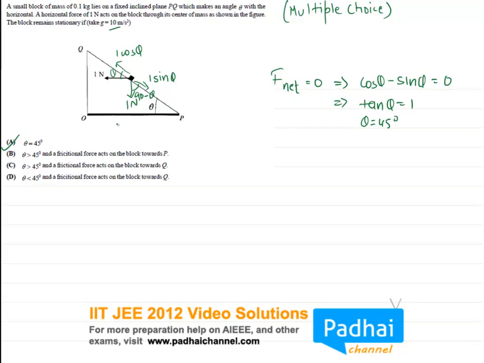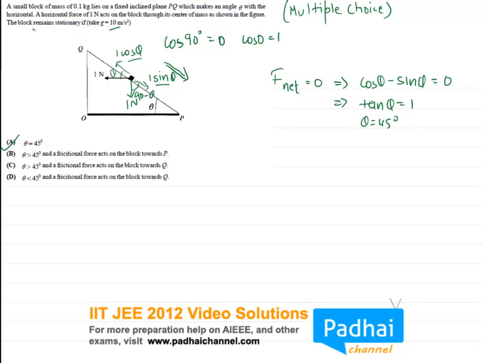And let us see what it is saying now. It's saying that if theta is greater than 45 degrees, what will happen? We know that when theta becomes greater than 45 degrees, the value of sine increases and the value of cos decreases, because cos 90 is 0 and cos 0 is 1. So as we are increasing the value of theta, the value of cos is decreasing. That means the net force would come out in this direction if theta is greater than 45, right?